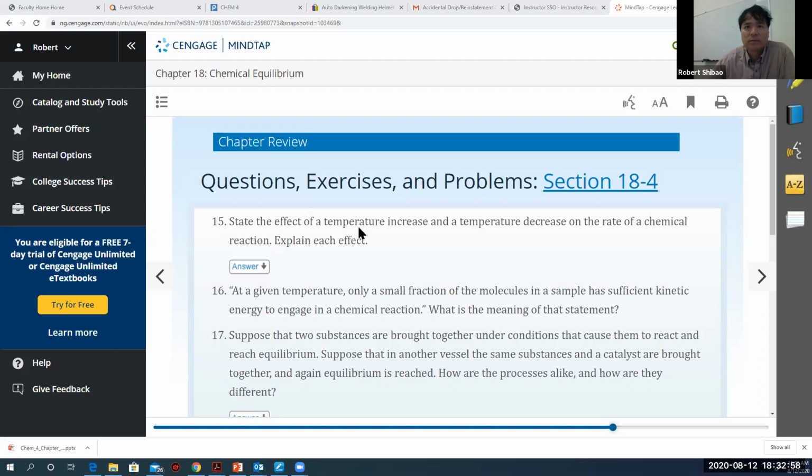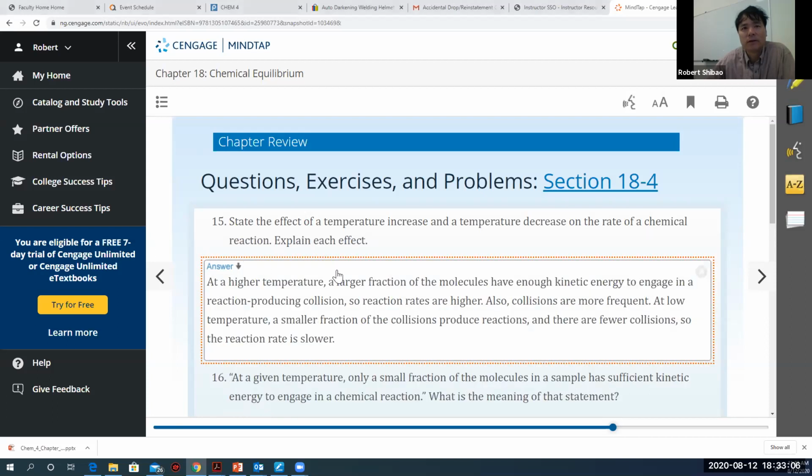State the effect of a temperature increase and a temperature decrease on the rate of chemical reaction. So increase, reaction speeds up, more collisions. Decrease, fewer collisions. Not only more collisions, but the collisions are more energetic. And so collisions are more frequent and more energetic.